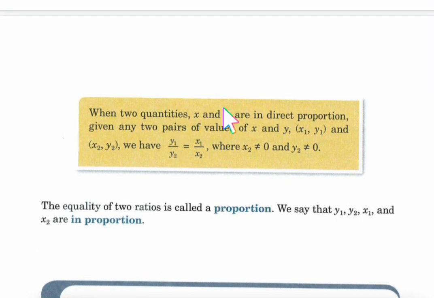So in summary, when two quantities, x and y, are in direct proportion to each other, if I were to give you any two pairs of values, any coordinate points, then we know that when I divide the y's together, it should equal my x's divided together, because they're proportional and follow the same rules of proportionality.